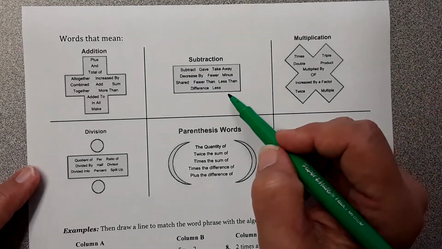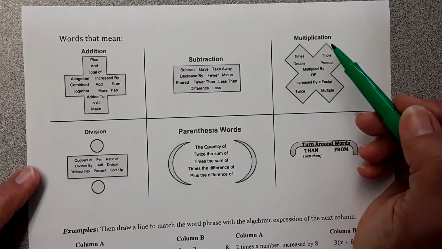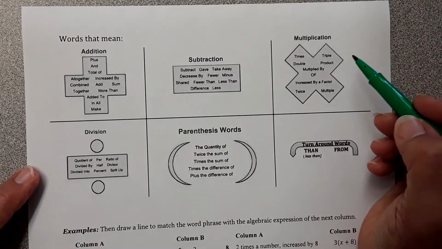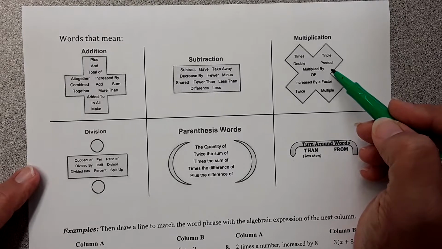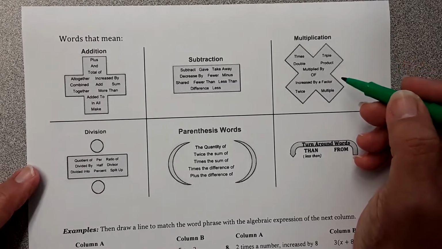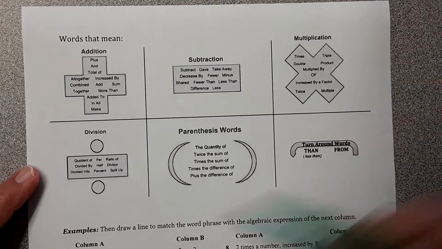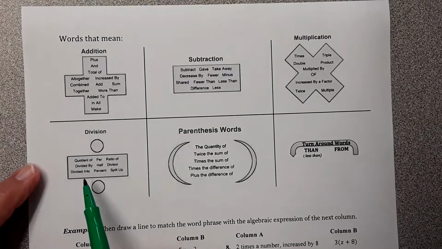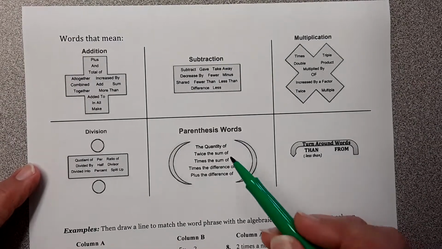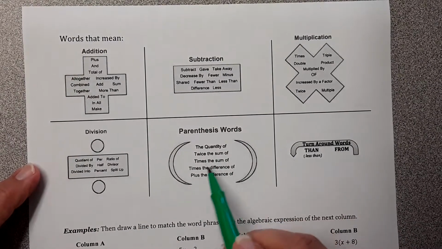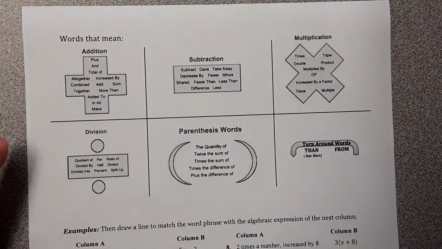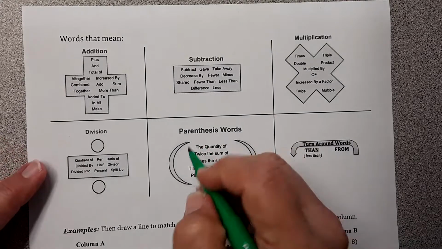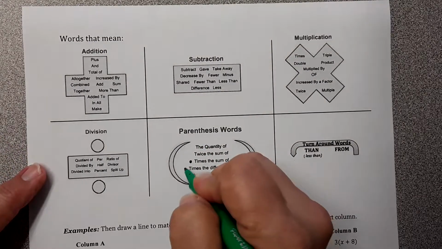A lot of times you'll see less than. We'll get to one of those. Times, of course. Product. You see product a lot, like the product of 5 and a number. Quotient, the quotient, and then the quantity of, twice the sum, times the sum. You're going to see times the sum a lot. This one is a really big one, and times the difference.